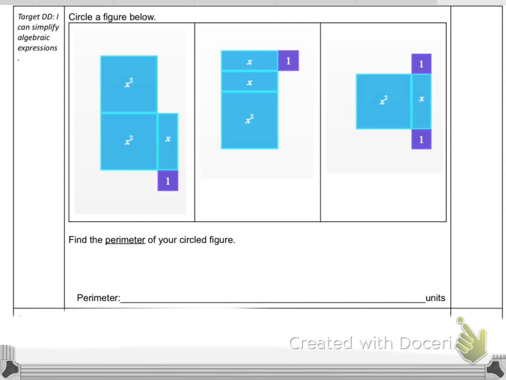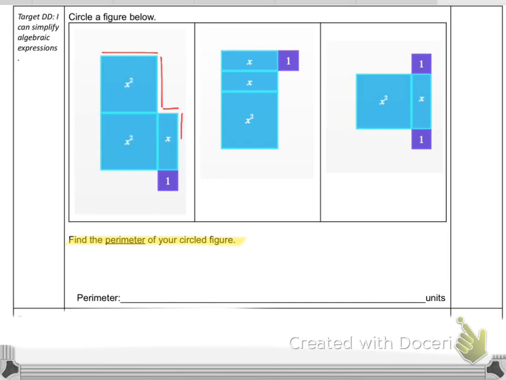Next skill, find the perimeter of your circled figure. Pick one of the figures above and find the perimeter. Remember, the perimeter is the outside distance or the distance around the shape. In order to do so, you need to identify how long each side is. Look back in your notes if you need to.